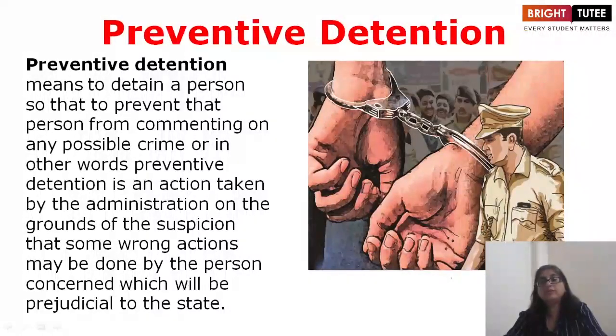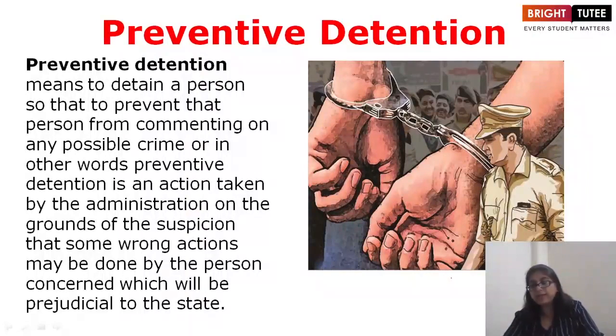Preventive detention means to detain a person so as to prevent that person from committing any possible crime, or in other words, detention by the administration on the grounds of the suspicion that some wrong actions may be done by the person concerned, which will be prejudicial to the state.